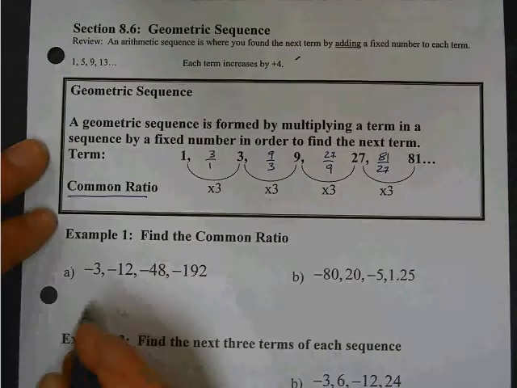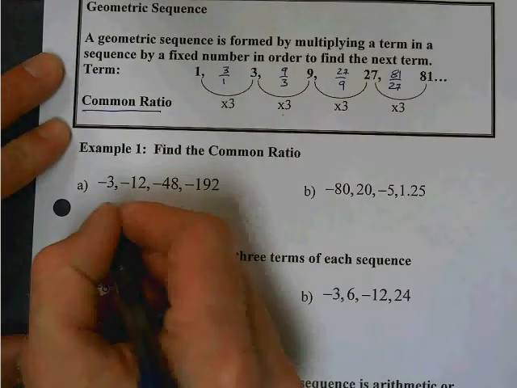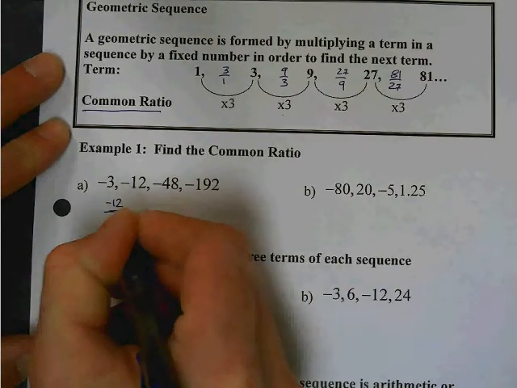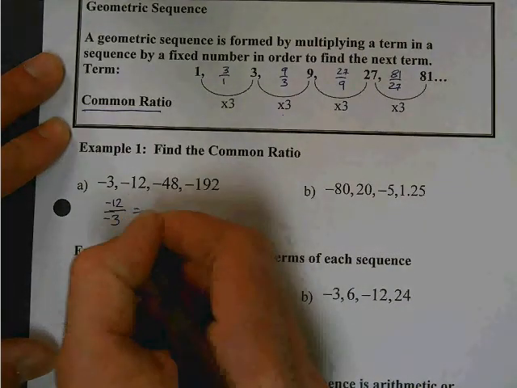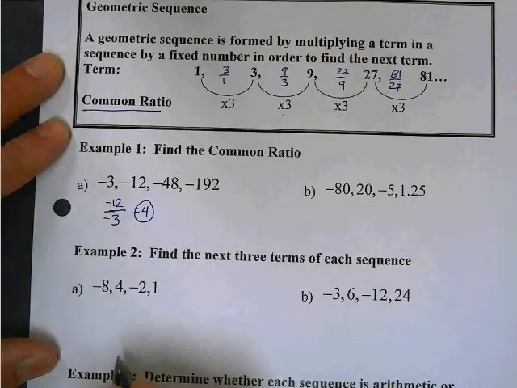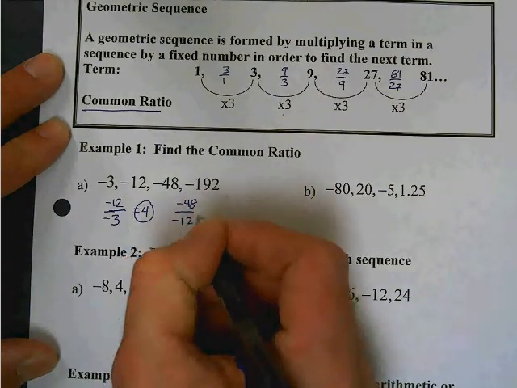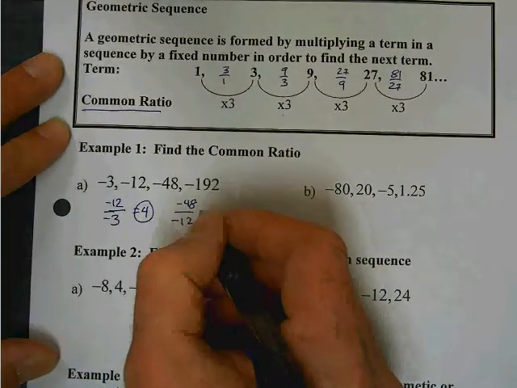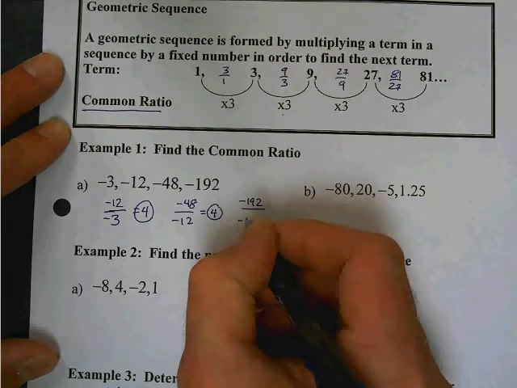So here I have 2 examples. Common ratio. Let's just do a couple of these. What's negative 12 divided by negative 3? We should be able to do this in our head. How much? 4. Okay? So that's our guess. Let's check it. What's negative 48 divided by negative 12? 4. And our last one, 192.